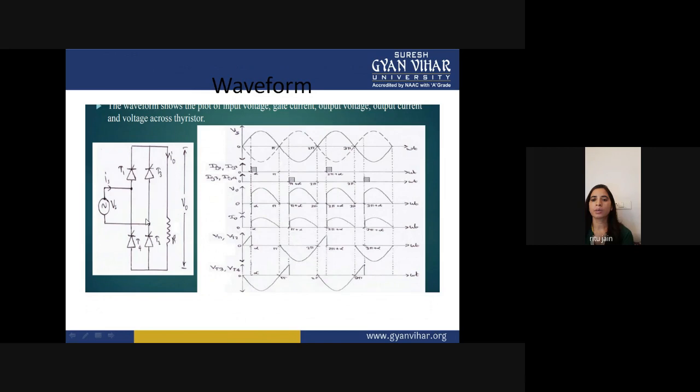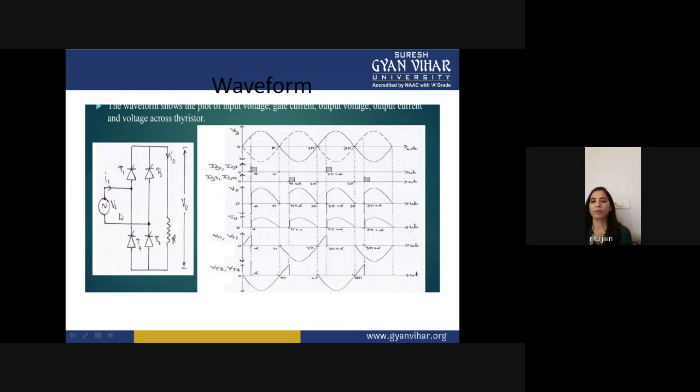Like this, this terminal is negative, so T2 will be forward biased and T3 will be reverse biased. So when your supply is positive, only T1 and T2 will be forward biased. These SCRs will conduct, and you can apply gate pulses IG1 and IG2 to T1 and T2 in this positive half cycle. The delay angle is alpha.